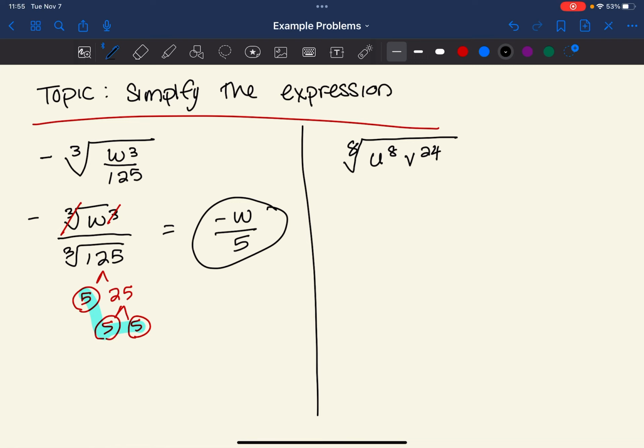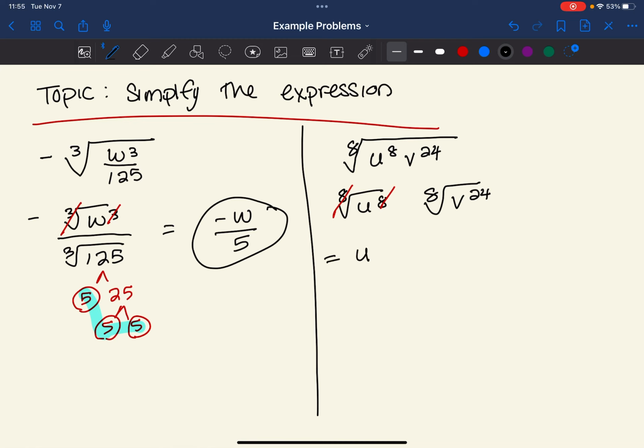We're going to apply that same concept to the second example over here, where we have the 8th root of u to the 8th and v to the 24th. Just like I gave the radical to both the numerator and the denominator, I'm going to give it to every term under this radical. So I could rewrite this as the 8th root of u to the 8th and the 8th root of v to the 24th power. On the u, we see that our index matches our exponent, so that tells us that it cancels. So far we have u.